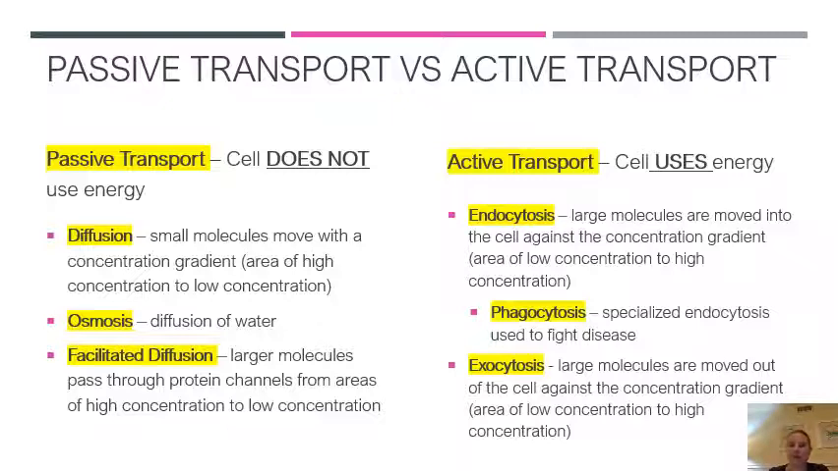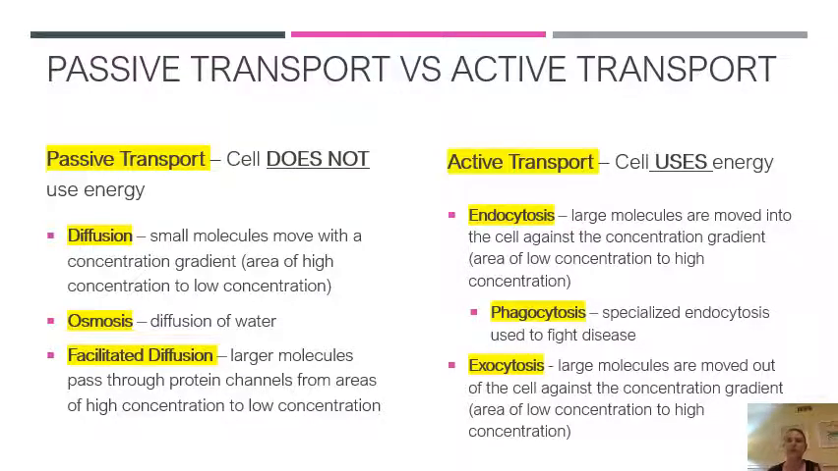Then we have active transport. Active transport involves the use of energy again. Okay, it's actively got to do something. So the first thing we have is endocytosis. Endo means to enter, and cyto means cell, so entering the cell. So large molecules are actually moved into the cell against the concentration gradient. So it's moving from an area of low concentration to high concentration. The cell actually grabs a hold of what it wants and surrounds it and pulls it inside.